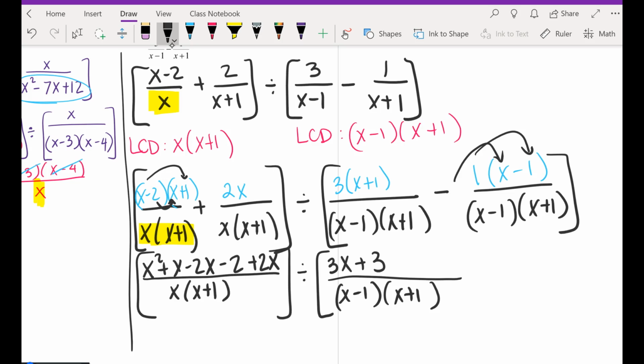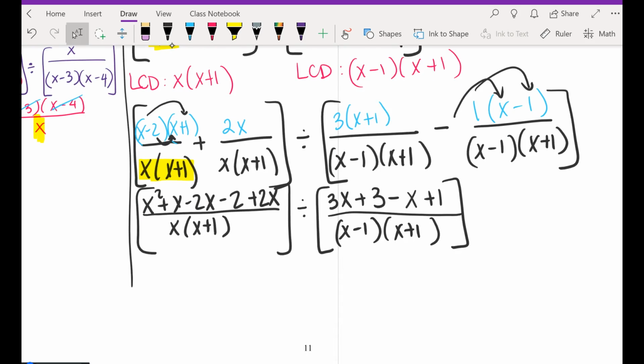Negative 1 times x is now negative what? Negative 1 times x is negative x. Negative 1 times a negative 1 is positive 1. So be very cautious when it's a minus. Okay, looks like I can combine some like terms. X squared is now on the top. Would you agree that these two are canceling? So I'm left with a positive x minus 2 all over x times x plus 1. Can I flip right away? No. No.